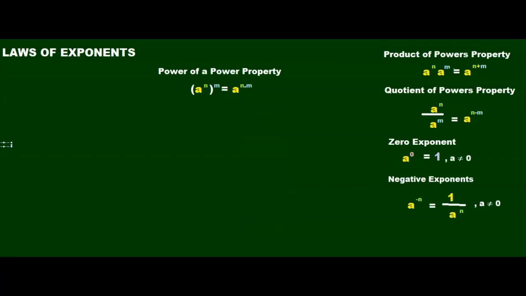Finally, we have a power of a power property, which states that a to the power of n to the power of m gives you a to the power of n times m. Now, don't be confused with our product of powers property. This one is where you have the exponents separated by your parentheses, and earlier on in the product of powers property, your exponents were separated by a base.